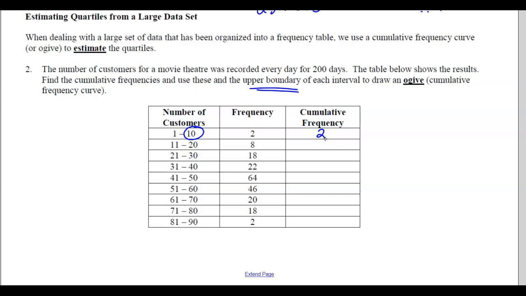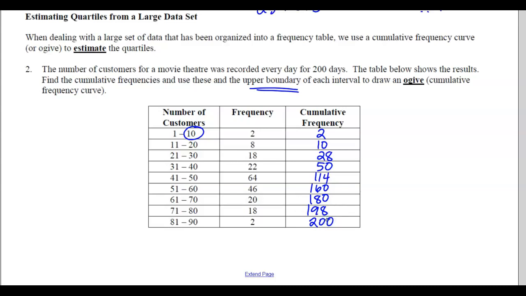For 11 to 20, well, the cumulative frequency is everything since the beginning. So 2 plus 8 is 10. Then here, 10 plus 18 is 28. And 28 plus 22 is 50. 50 plus 64 is 114. 114 plus 46 is 160. 160 plus 20 is 180. And 180 plus 18 is 198. Plus 2 is 200.